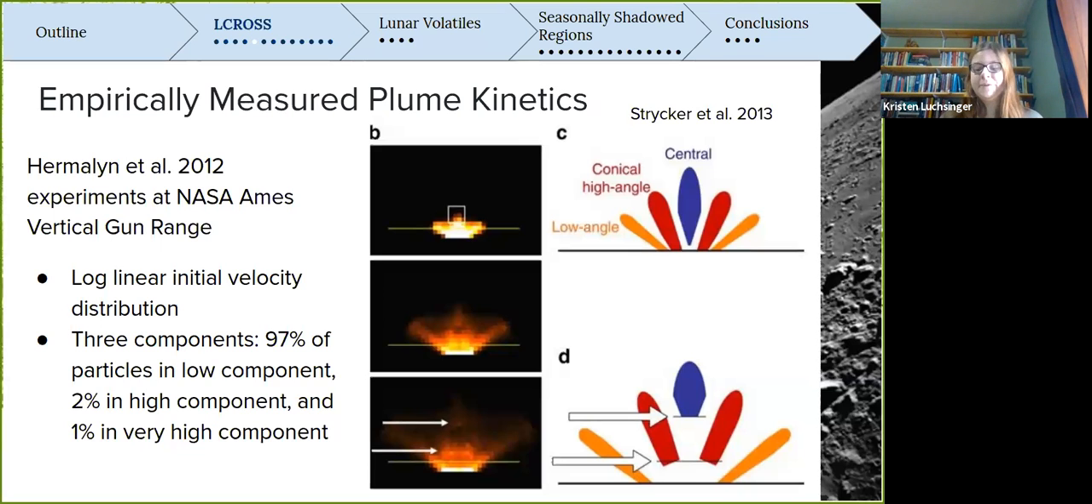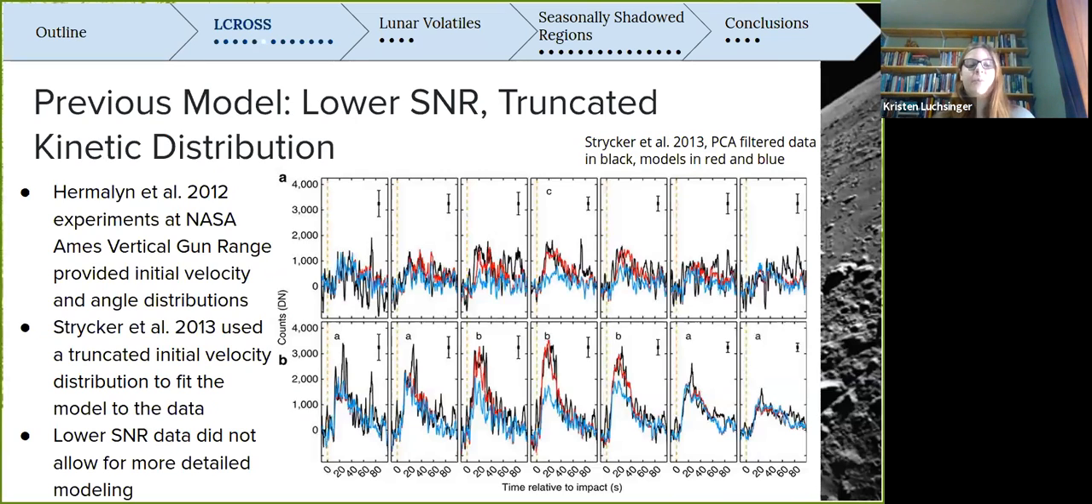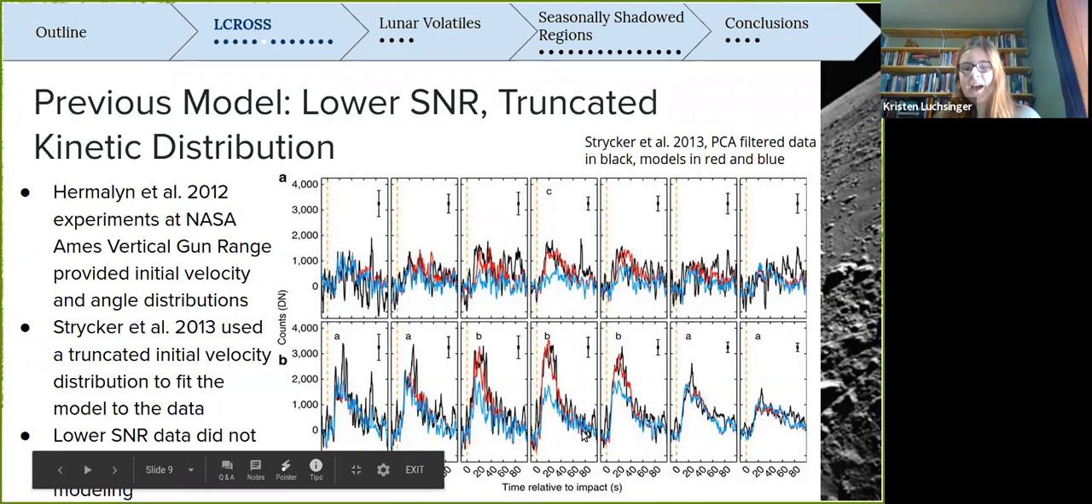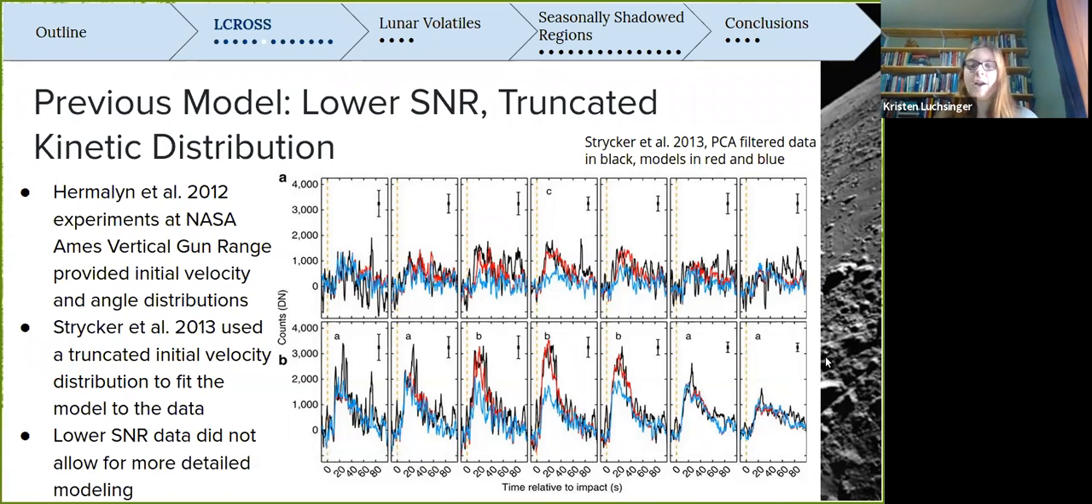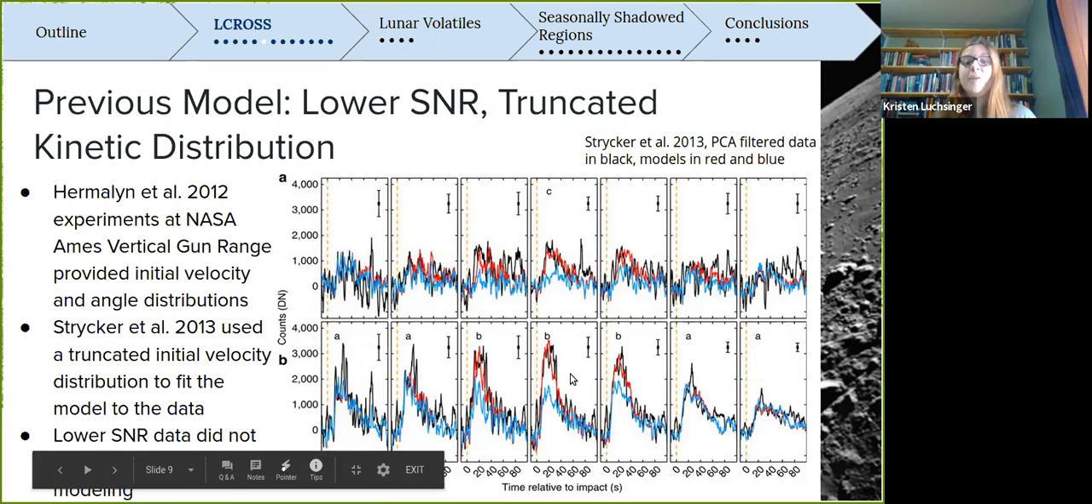So the previous model, which was published in Stricker et al. in 2013, was made in order to match the data, which is a time series of light curves. So here you have by time the normalized brightness, or the counts in this case. The black line is the data, and each of the boxes is a different pixel across the plume. So you have here the edges, with lower counts of the actual plume, and the peak is in the middle.